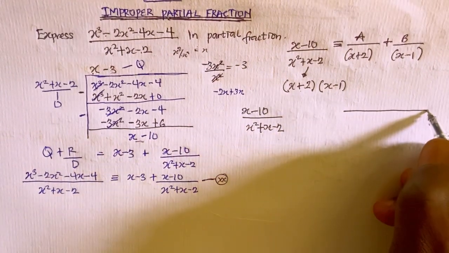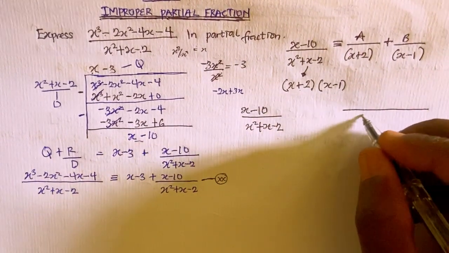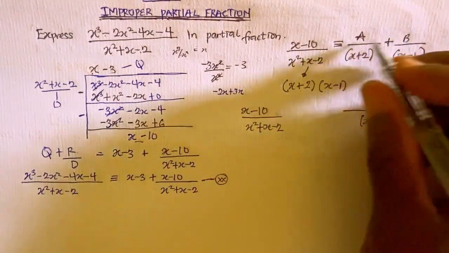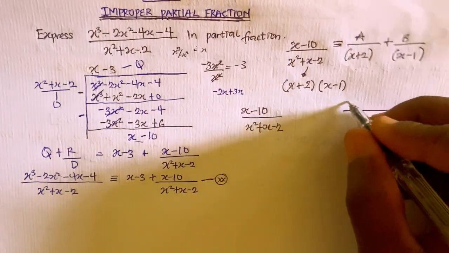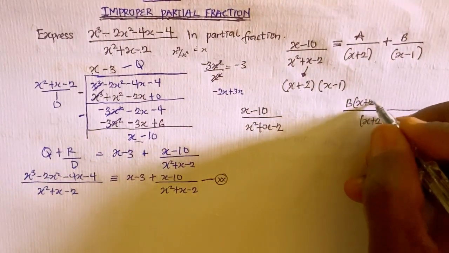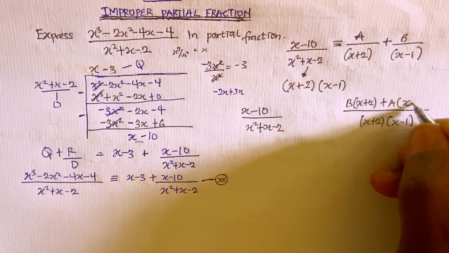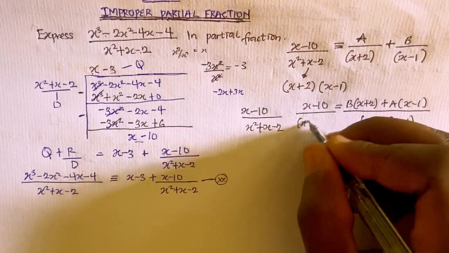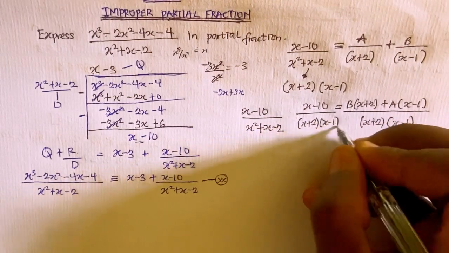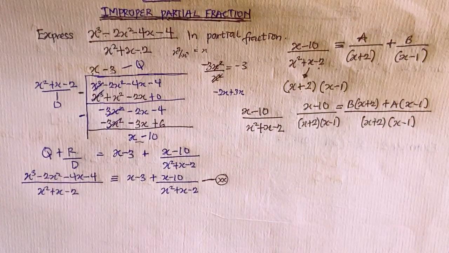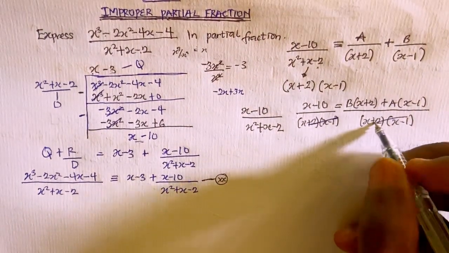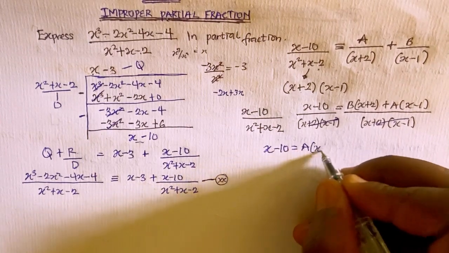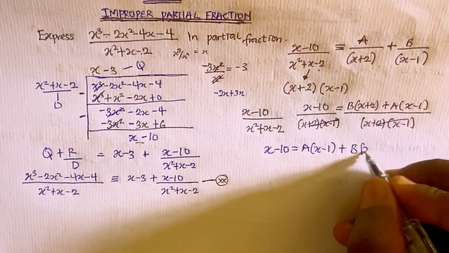Finding the LCM in this case, that's x plus 2 into bracket x minus 1, right? So here I will have b into bracket x plus 2 plus a into bracket x minus 1, which equals x minus 10 divided by x plus 2 into bracket x minus 1, which is what I factorized here. So this is going to cancel this out, and I'm going to have the leftover: x minus 10 equals a into bracket x minus 1 plus b into bracket x plus 2.